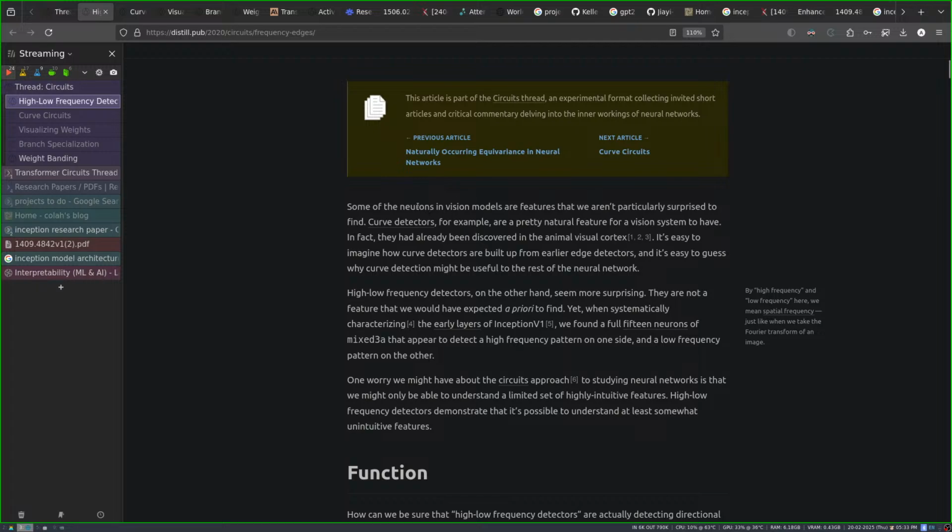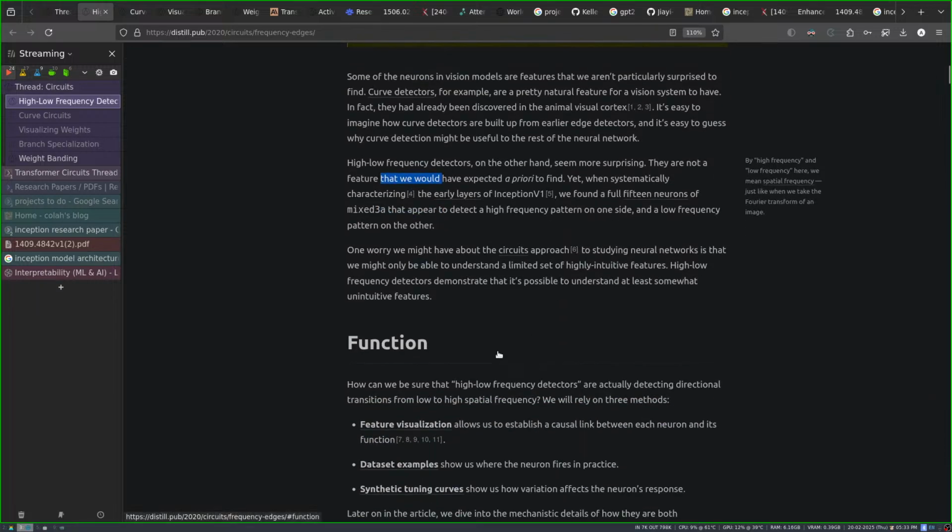Some of the neurons in vision models are features that we aren't particularly surprised to find. Curve detectors, in fact, have been discovered in the animal visual cortex. It's easy to remember. Higher frequency is not surprising. There are features that we would not have expected a priori to find. Yet, when we systematically categorized the early layer, we found 50 neurons of mixed3a that appear to detect high-low frequency patterns.